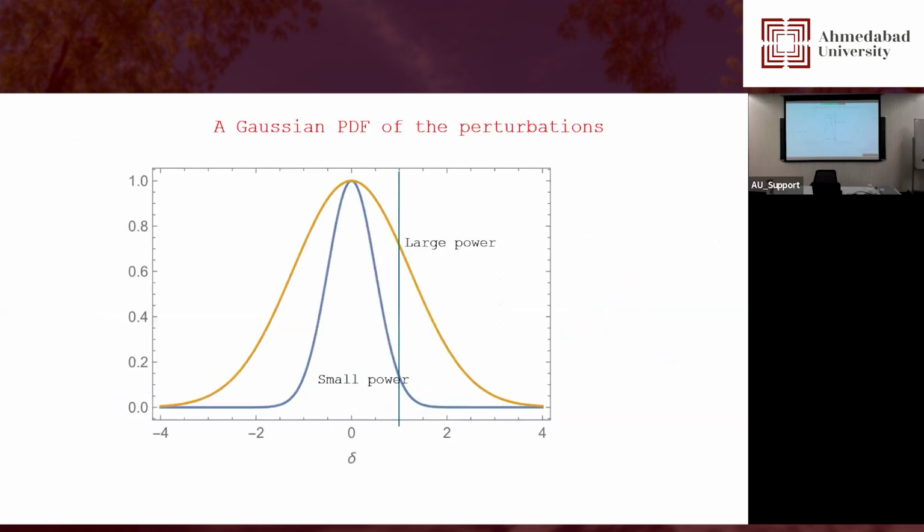So just to give an idea, if I have a Gaussian PDF, probability distribution function, of some perturbations, the blue has a small variance, orange has a large variance. So clearly, for any fluctuation that I have, which can be positive or negative, there is more probability of that fluctuation occurring in orange than in blue, purely from the logic of a probability distribution function. So the larger the variance, the more probability there is of that fluctuation occurring.